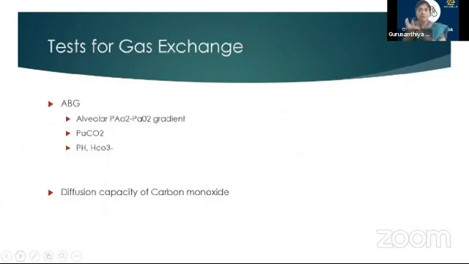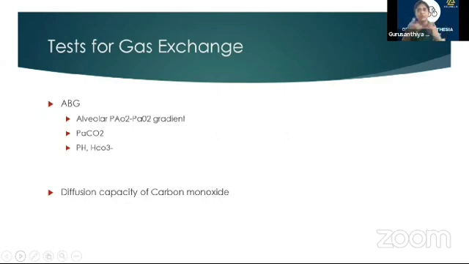So as of now, we have finished lung mechanics, the static and the dynamic tests. Now we have come to the test of gas exchange, which is a parenchymal function. Then we have cardiopulmonary interaction. Why do we have to test gas exchange? Because it is a function of the lung parenchyma.